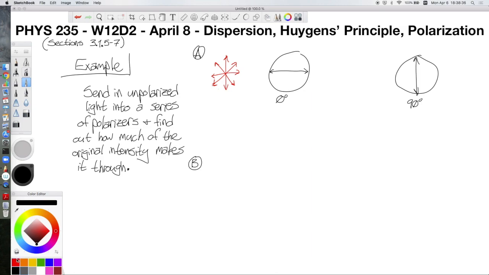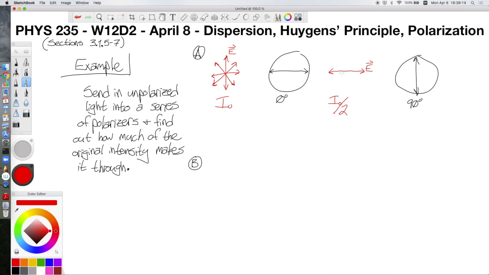So let's see what happens. If this original light has intensity I0, then after the unpolarized light passes through a polarizer, we know it will have an intensity of I0 divided by 2. We also know that the light that makes it through will have a polarization of its electric field that is parallel to the polarizer axis. So since the polarizer axis of this first polarizer was oriented at 0 degrees, horizontal, then the electric field that survives is also oriented at 0 degrees, or horizontal.